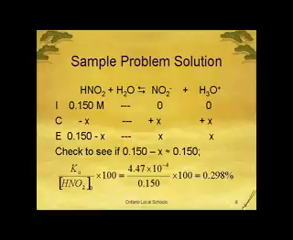And one of the first things we want to do is check to see if the X has any type of effect on the initial concentration of HNO2, because with weak acids they usually ionize such a small amount that the initial concentration and final concentrations are so close that in terms of significant figures they remain the same.